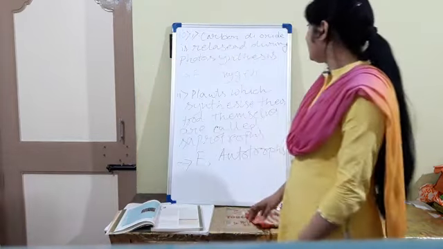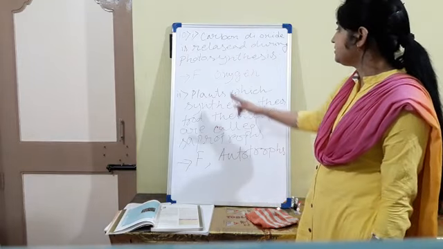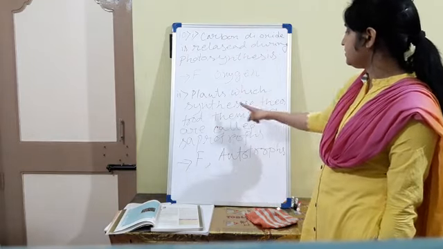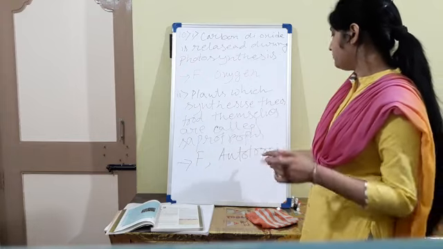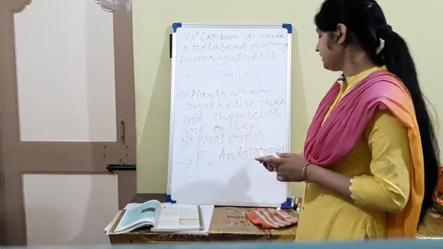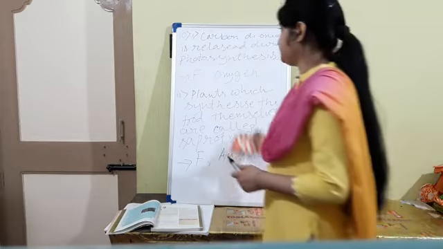Okay. So the carbon dioxide is released during photosynthesis. This one is false. This is oxygen. Plants which synthesize their food themselves are called saprotrophs. This one is false, and the answer will be the autotrophs.